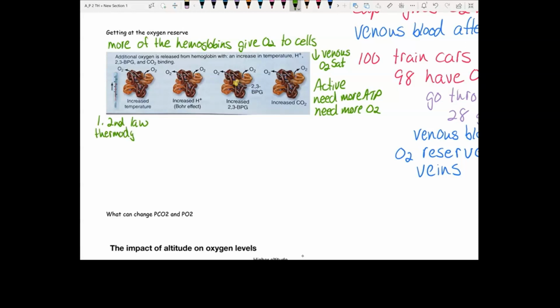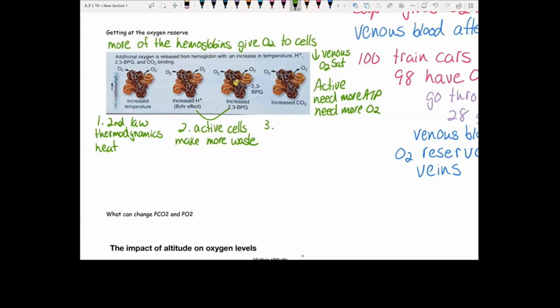If you forgot that, look back at page 73 in your book. When you exercise, you produce heat. And that heat stimulates more of the hemoglobins to let go of their oxygen. The next two we can lump together. Active cells make more waste. And those waste products stimulate the hemoglobin to release oxygen.